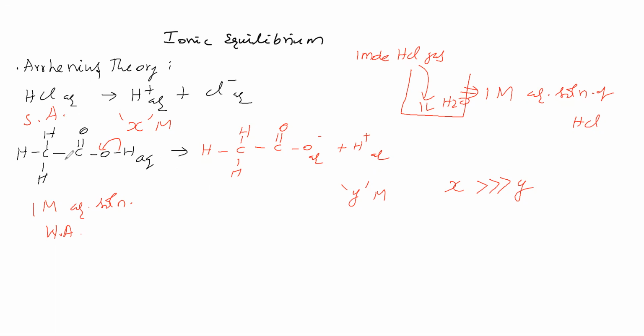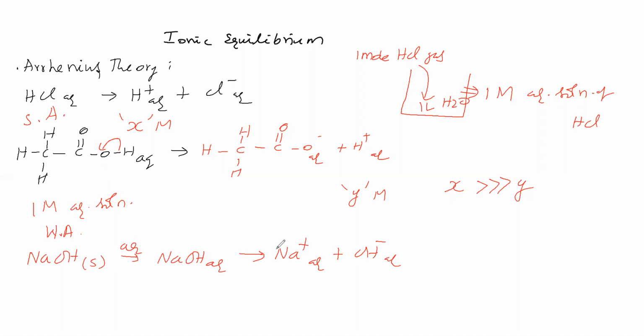What about base? A base is a substance that gives OH minus in water. Now we will take sodium hydroxide solid. Let us dissolve the sodium hydroxide solid in water. We get sodium hydroxide aqueous solution. This ionizes to give ions. What are the ions? Na plus aqueous and OH minus aqueous.